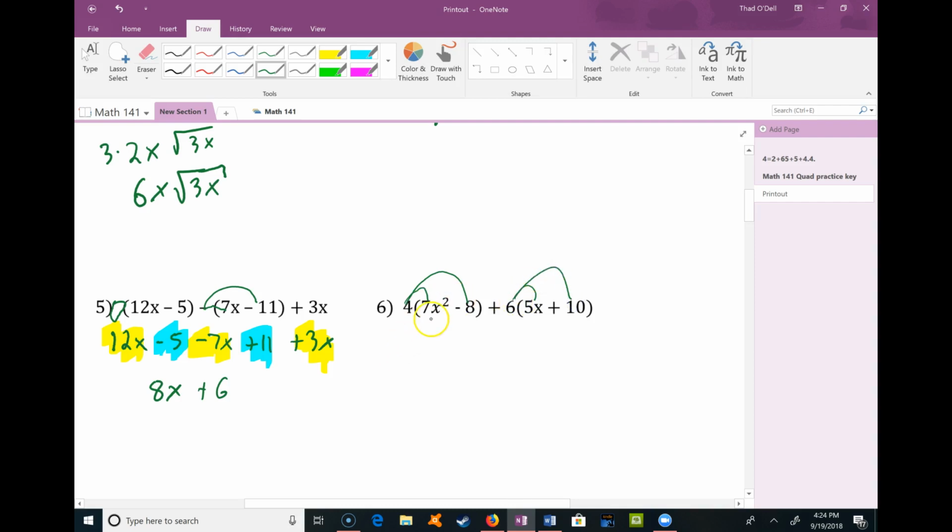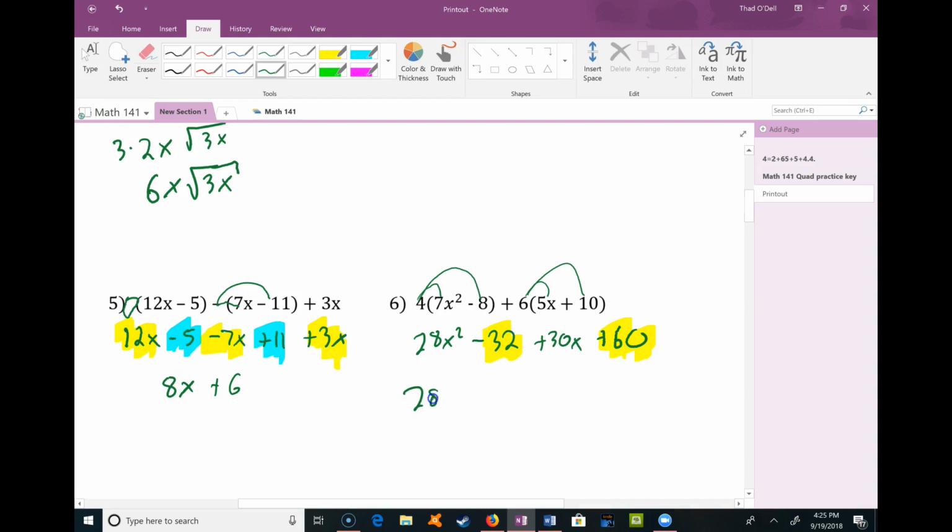Okay, so 4 times 7x squared would be 28x squared, and 4 times negative 8 would be negative 32. 6 times 5x is 30x, and 6 times 10 is 60. But then we notice we have a couple like terms. I'll go ahead and bring in the highlight again. There's my like terms. The other two are not. So that would be 28x squared because there's nothing to add to it, plus 30x because there's nothing to add to that. But I can combine negative 32 and 60, and that gives me plus 28.